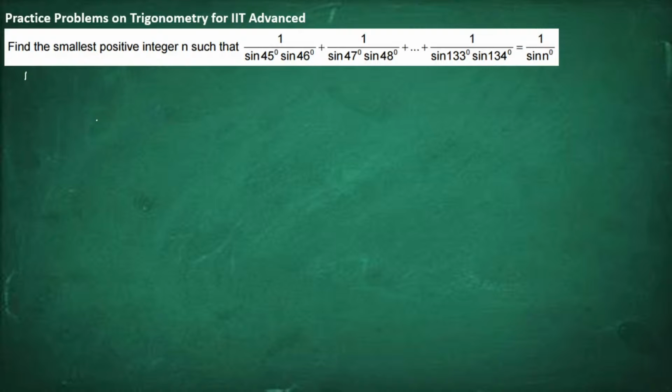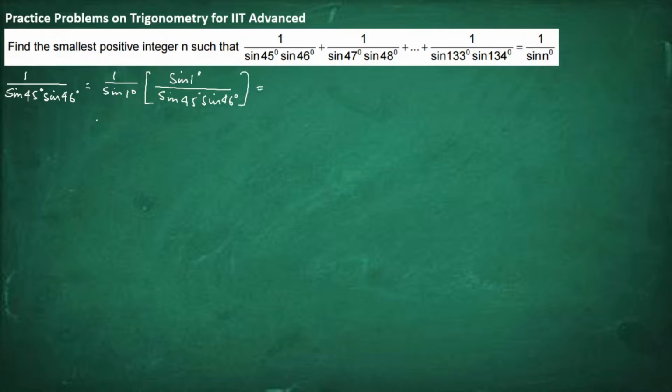So first we have 1 by sine 45 degrees into sine 46 degree. See how I'm manipulating it. I'm writing this thing as sine 1 degree. So in the numerator, it will be sine 1 degree divided by sine 45 degree, sine 46 degree. Clear? Now, sine 1 degree in the numerator, I'm writing it as sine 46 minus 45 divided by sine 45 sine 46.